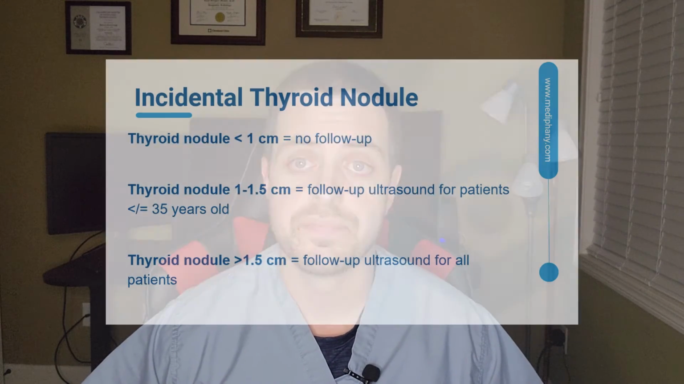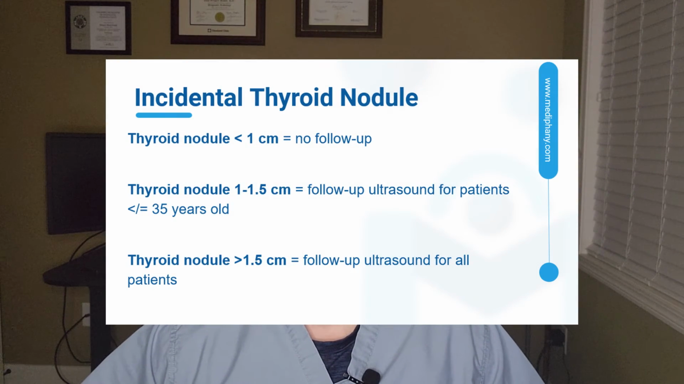For example, if it's a thyroid nodule, we can look at these guidelines here. And depending upon the size and your age, there's different ways to go about this, whether you do nothing, whether you get an ultrasound to follow it up or not. In thyroid's case, an ultrasound is the best way to look at thyroid nodules.